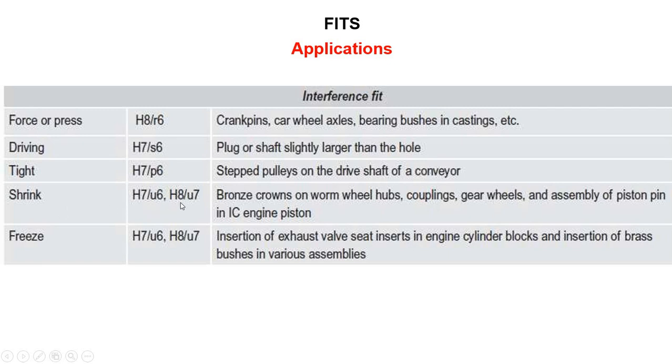Shrink fit H7, U6, H8, U7, bronze crowns on worm wheel hub, couplings, gear wheels and assembly of the piston in isolation. Freeze H7, U6, H8, U7, insertion of the exhaust valve seat inserts in the engine cylinder blocks and insertion of the brass bushes in the various assemblies.